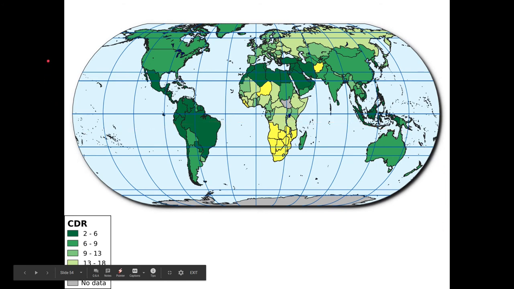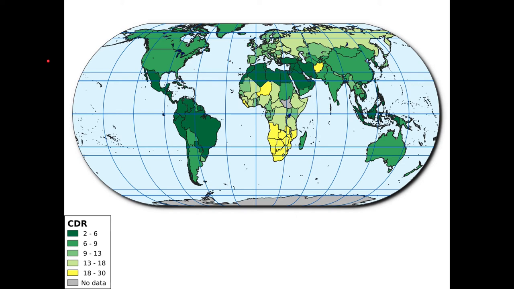Crude death rate. So again, this is the number of people dying per 1,000 people in the population. It's weird, it just doesn't go with the other ones. Some of these countries have very, very low death rates. That's because their population is still really young.